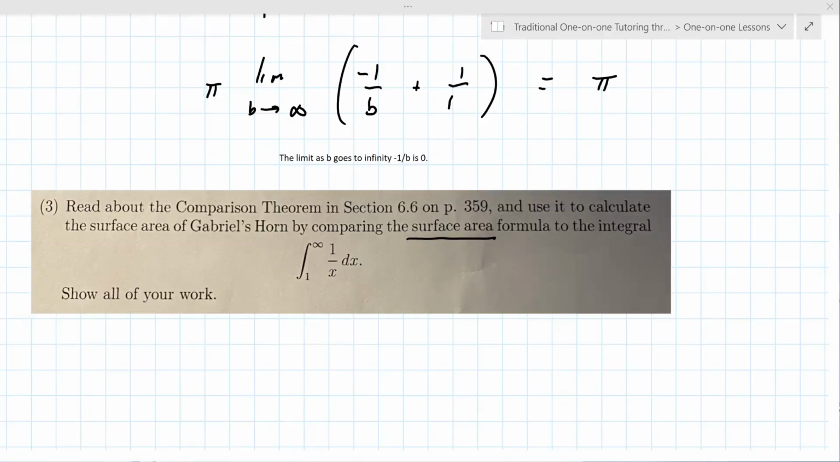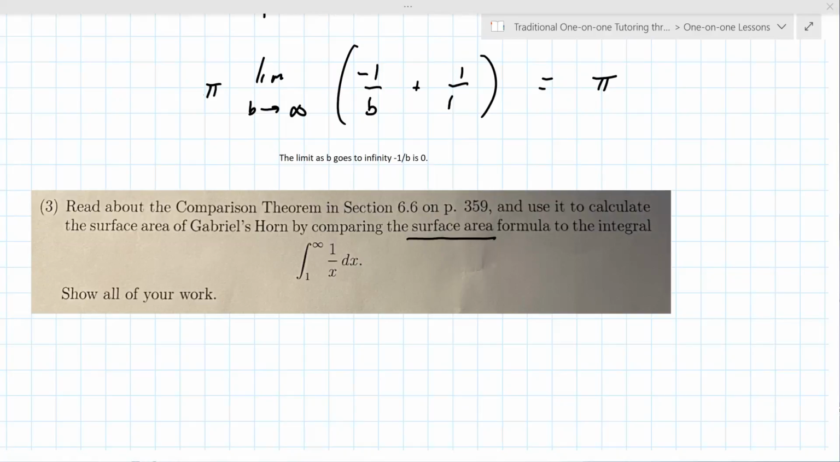What's the comparison theorem? Yeah, so the comparison theorem says that there are two cases. You compare your curve to another curve, and if your curve is either above or below it, it converges or diverges depending on the actual one. I'll draw a picture if you really want to know, but let me get this down, because it says use the comparison theorem to calculate the surface area.